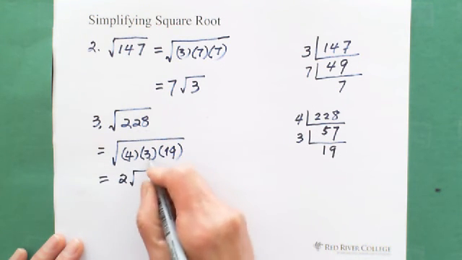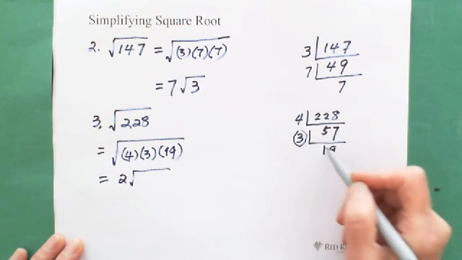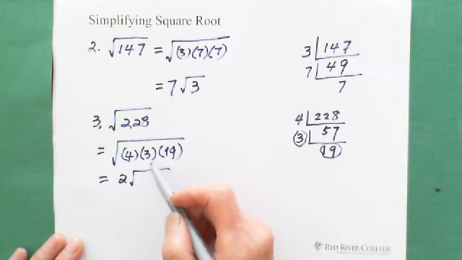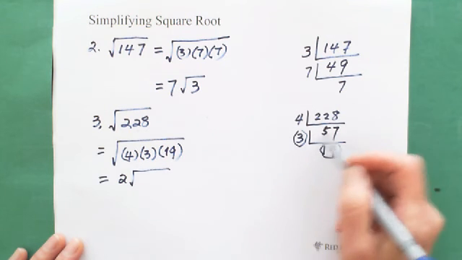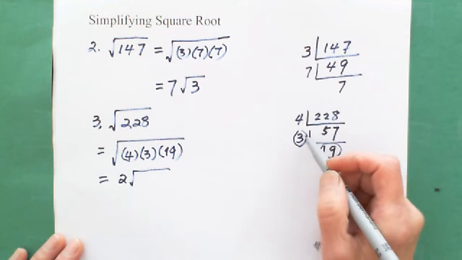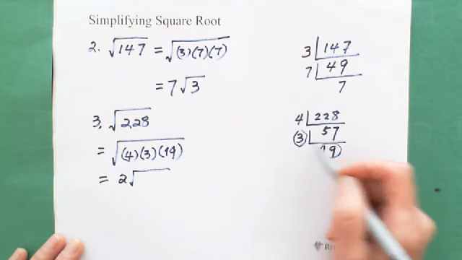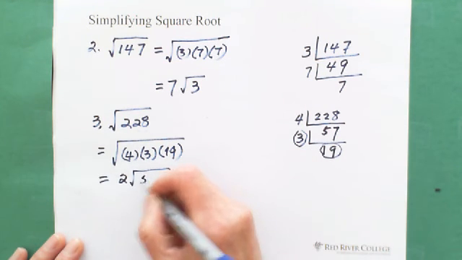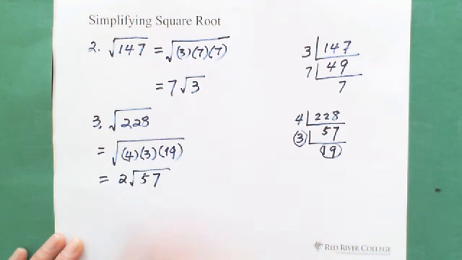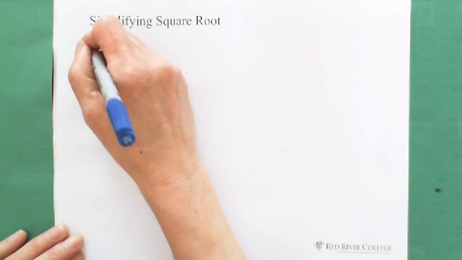The 3 and 19 stay inside, so we don't need to write the 3 and the 19 separately. We just go back to 57. When we factor 57 to see if there are still pairs, we find no pairs, only one 3 and one 19. So we keep the 57. The answer is 2 square root 57. This is simplified.